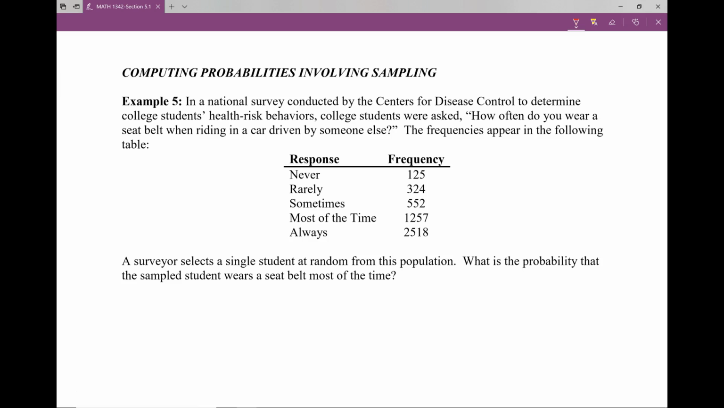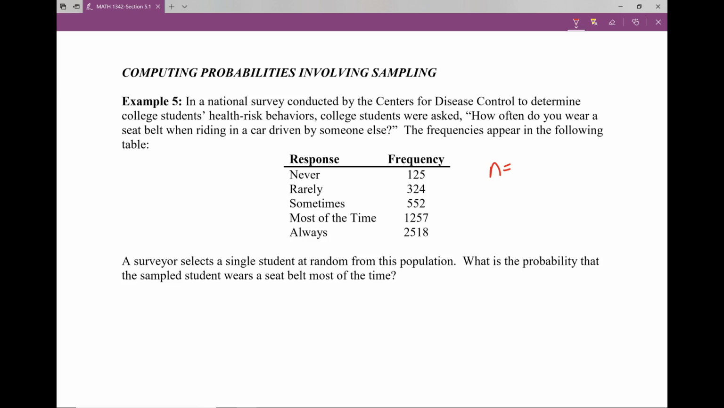So 125 students said that they never wear a seatbelt when someone else is driving. 324 say that they rarely do. 552 say sometimes. 1,257 say most of the time. 2,518 of the students said that they always wear a seatbelt while someone else is driving. Whenever you're looking at this type of table, we need to find our N, our total number. Just like when we worked with frequency distributions and everything else, we've got to find that total possible number, okay?